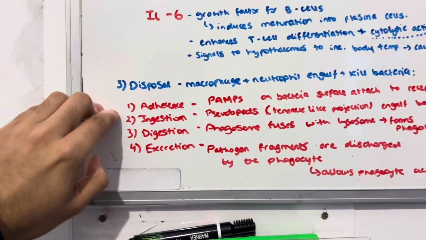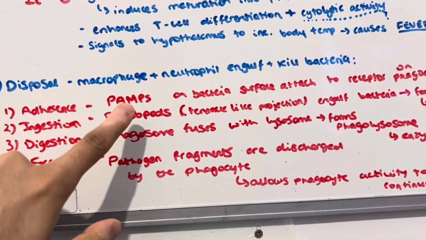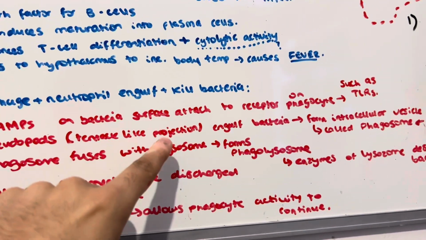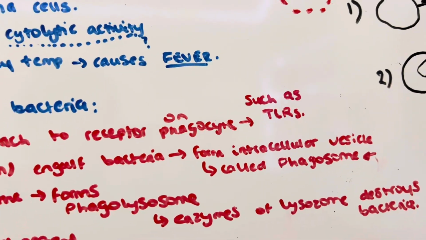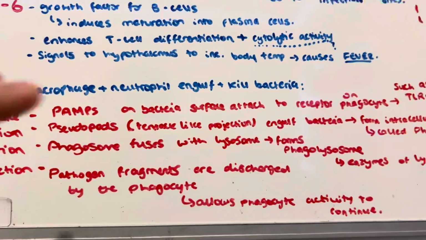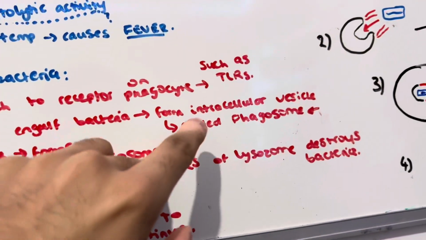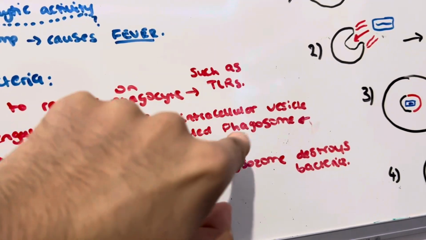So first step is adherence. So PAMPs, I can't believe I forgot what that means. PAMPs on the bacteria surface would attach to the receptor on the phagocyte, such as our toll-like receptors. So I'll go into the diagram afterwards. Next, after this, is our pseudopods, which are basically tentacle-like projections. They kind of just grab onto it and they engulf the bacteria, and this would allow for the formation of an intracellular vesicle. Keyword is called a phagosome.